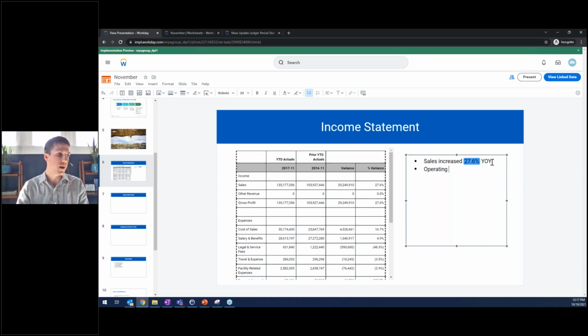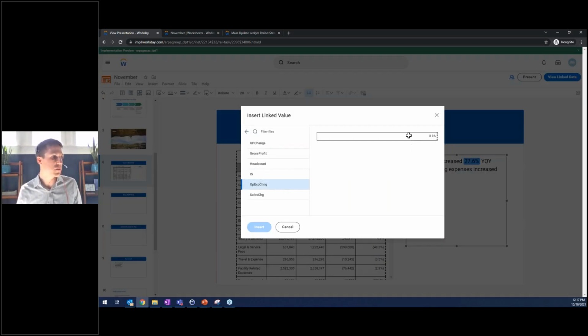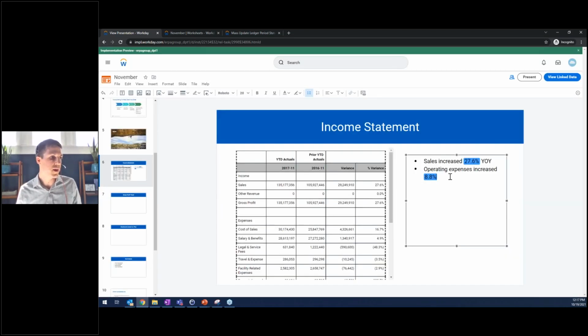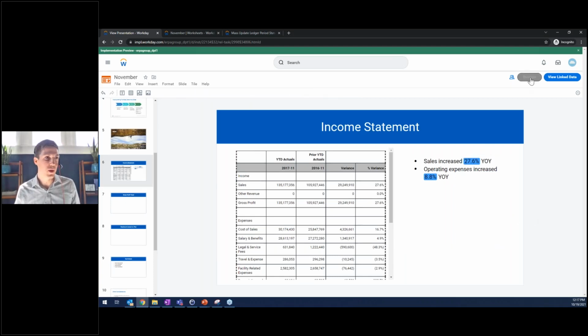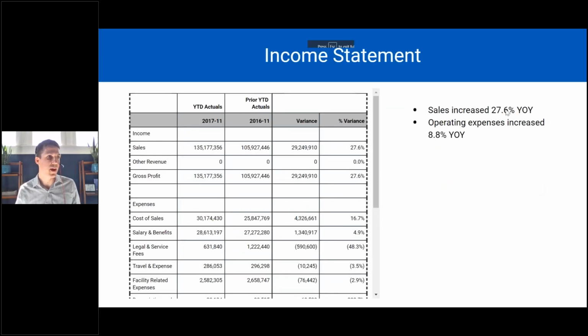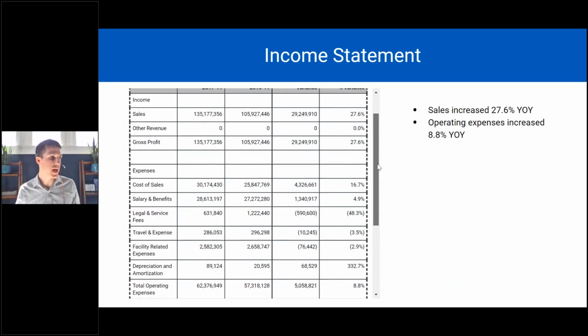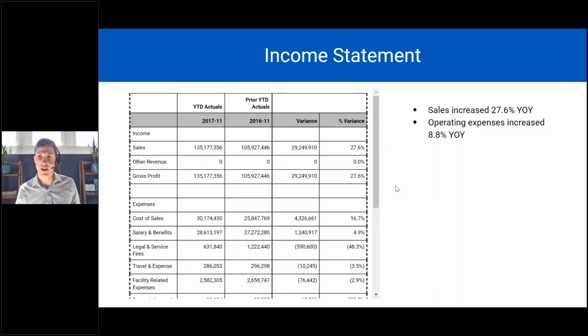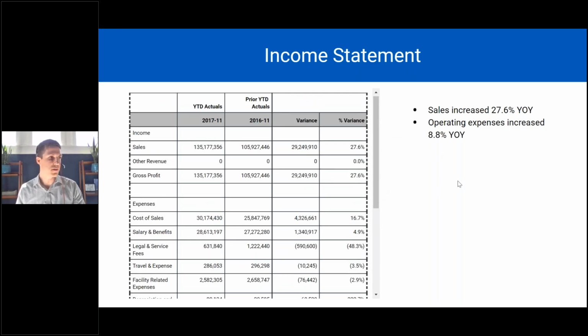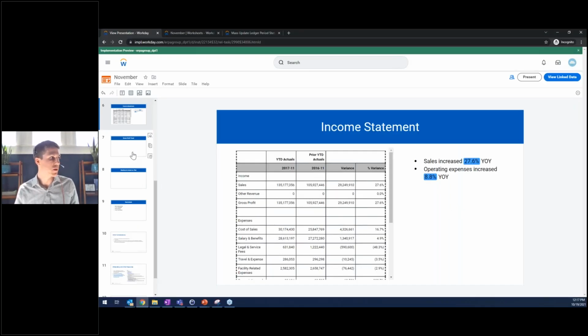I'm going to do the same thing. Operating expenses increased. Again, I'm going to insert a linked value, operating expense change, select that, and insert it. Operating expense increased 8.8% year over year. And again, this is in blue when I'm in edit mode, but when I click present, you'll see that the blue goes away. And when I'm in present mode, I am able to scroll up and down in this table. But again, when it's exported to PDF or PowerPoint, you're not able to do this. I'm going to hit escape again, and I'm going to move on to our next slide.